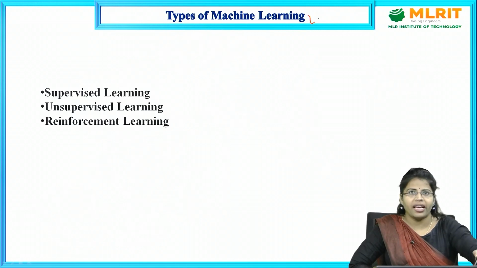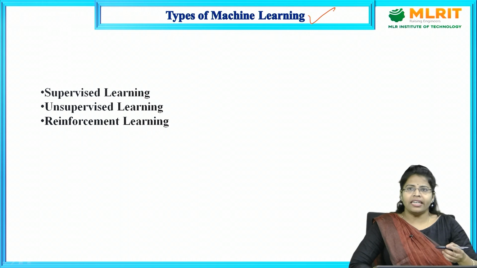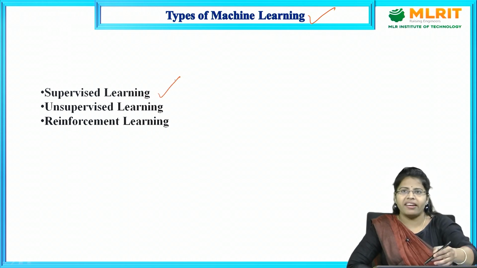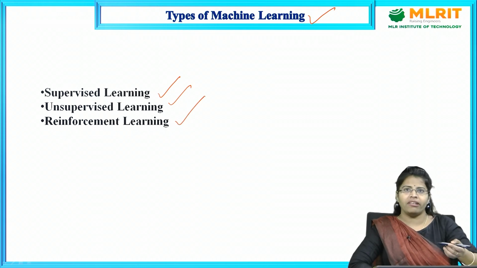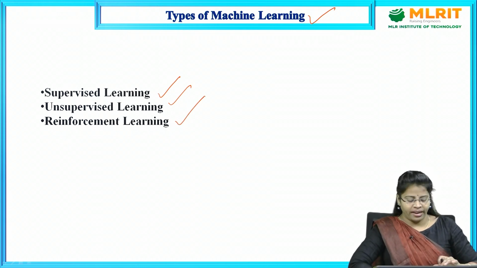Next, coming to types of machine learning, we have three types of machine learning: supervised machine learning, unsupervised machine learning, and reinforcement machine learning. Let us discuss each one in detail.